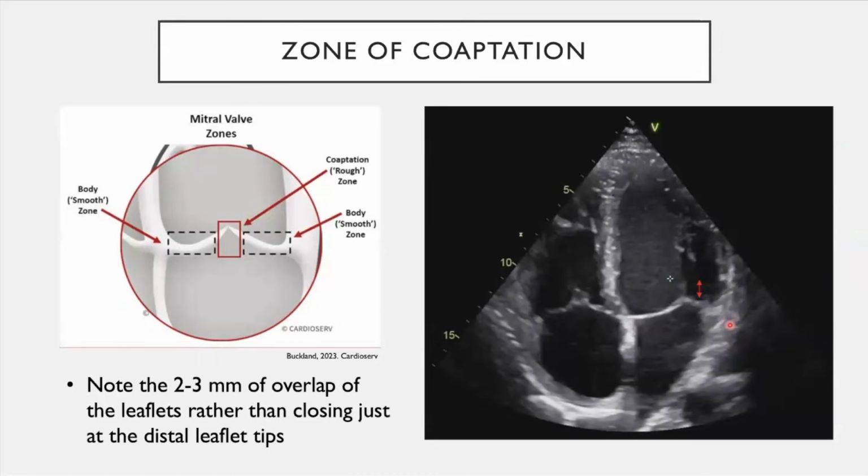The zone of coaptation is an important concept to be familiar with, as it is relevant when we talk about mitral valve prolapse. So rather than the leaflets just closing at the tips, there's about 2 to 3 millimeters of overlap at the leaflet bodies, rather than just closing at the distal leaflet tips. This allows for appropriate contact. So during systole, you get a good amount of coaptation and structural support of the mitral valve apparatus to prevent systolic regurgitation. So we can see there's the 2 to 3 millimeter overlap during systole, the zone of coaptation.